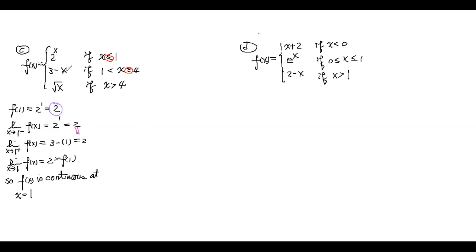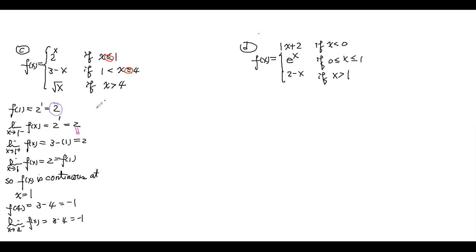Okay, now let's take a look at the second one here. The second jumping point is 4, right? So let's find f of 4. f of 4 will be 3 minus 4, so this one is equal to negative 1. Now let's take a look at the limit as x approaches 4 from the left-hand side of f of x, so from less than 4. This will be 3 minus 4, which is equal to negative 1.